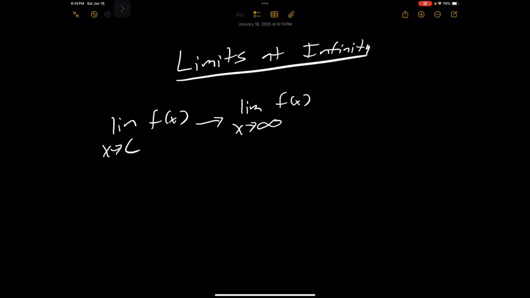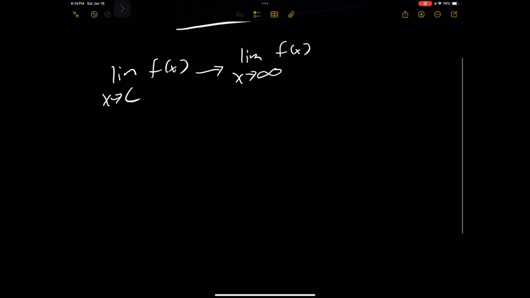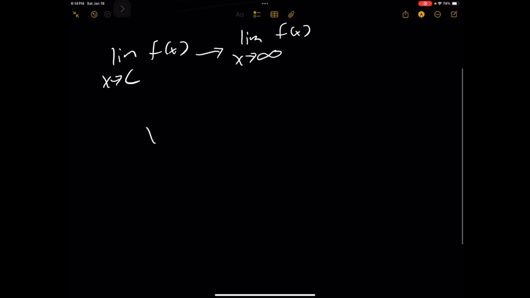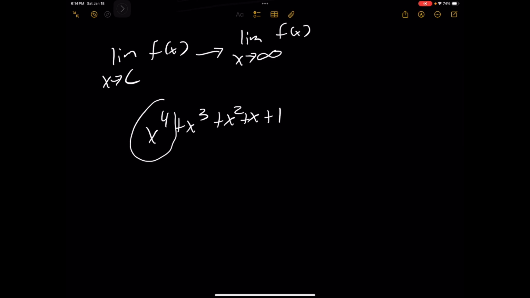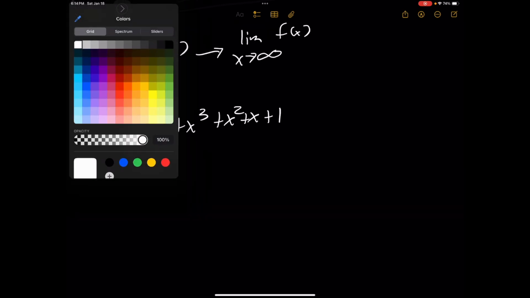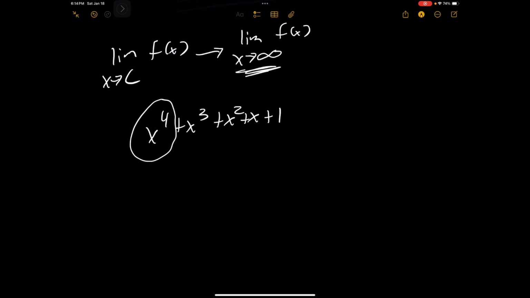And for polynomials, we have a pretty straightforward rule, and that is the degree of the polynomial is going to drive where your limit at infinity is going, and specifically the highest power of a polynomial. So for example, if I have x to the fourth plus x cubed plus x squared plus x plus 1, this here is going to be the number that really takes off. When we plug in a really high number, for example, when we're looking towards infinity, that term is really going to dominate the other ones.